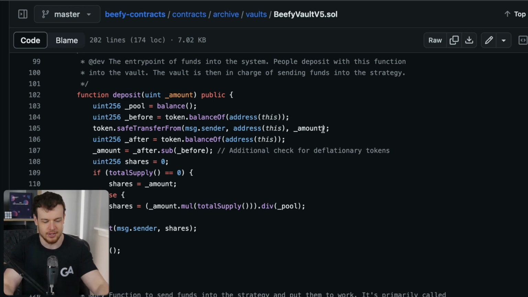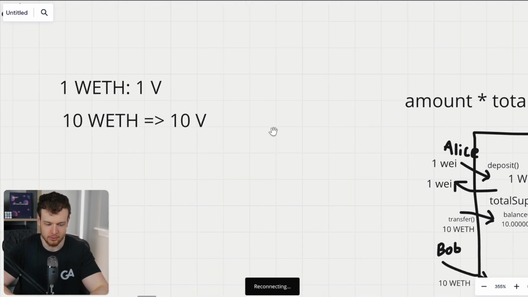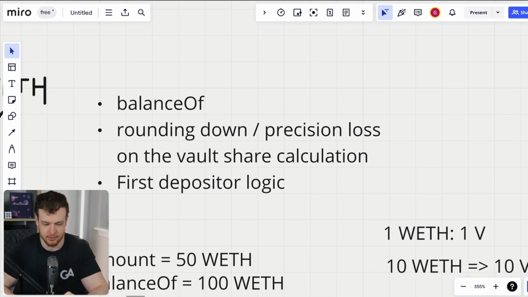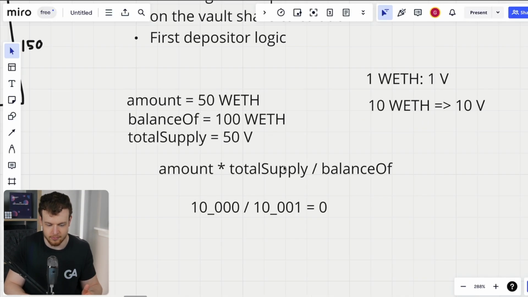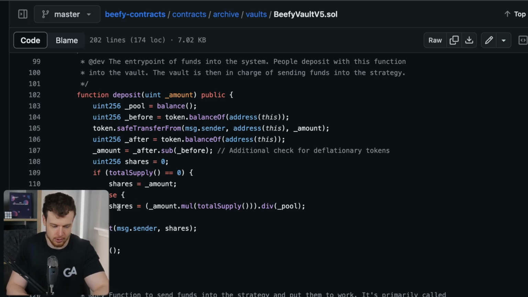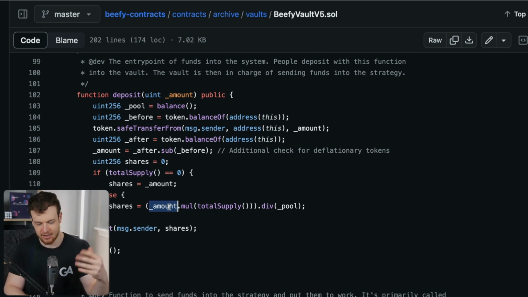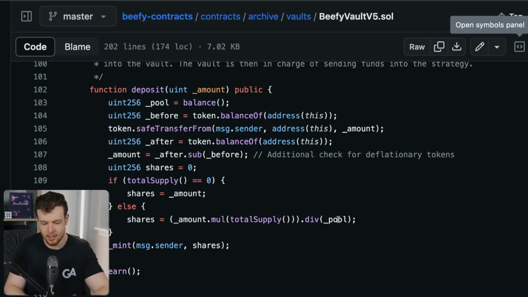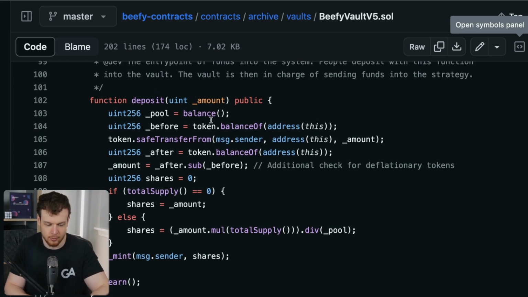But let's walk through and see how this vulnerability exists in this deposit function. So let's go ahead and walk through our 3 things here. First of all, balance of in the accounting here. We can identify that our formula of amount times total supply divided by balance of rings true here. We can see on line 112 the amount, which is an underlying asset amount, times the total supply, which is a vault token amount. In fact, it's the total supply of vault tokens divided by the underscore pool, which is the result of this balance function. So let's find this balance function.